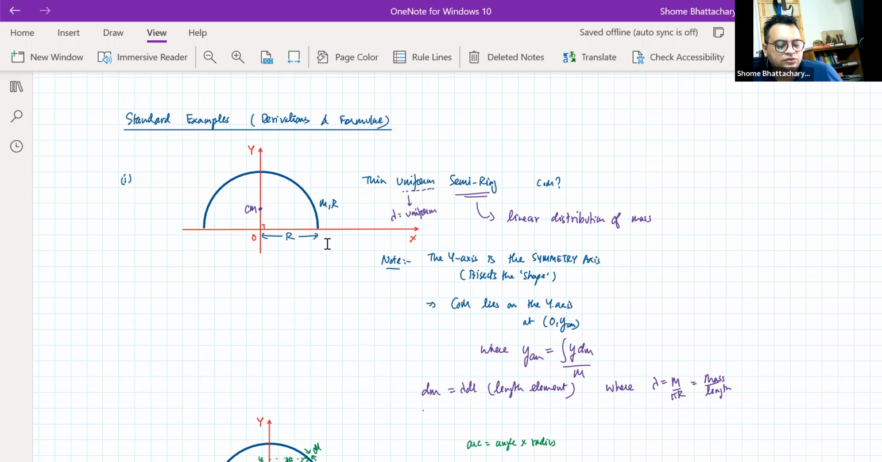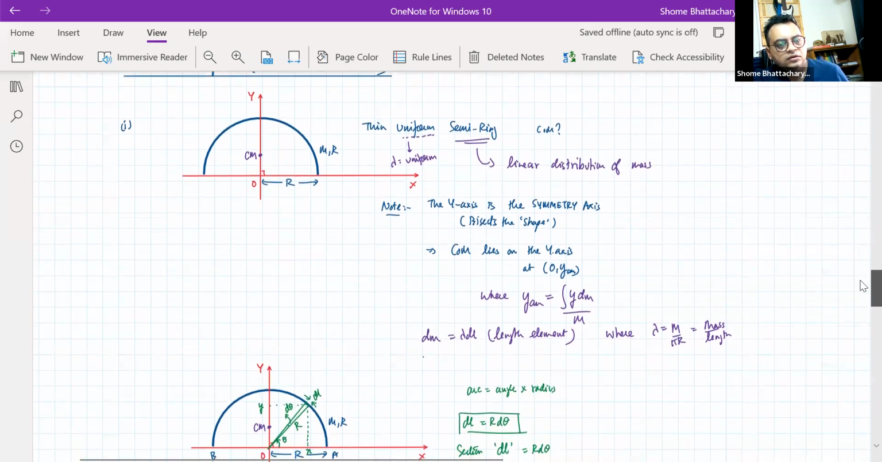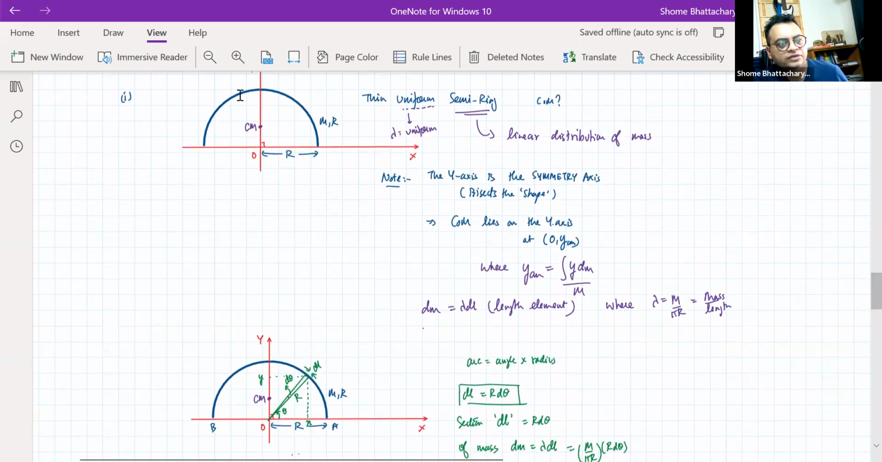So now for this, we use a particular trick. When we slice the semicircular arc into differential length elements, dl, you can see any particular length element dl is located at an angular position theta, and that length element dl itself will be subtending a small angle d theta. So our dl will become r d theta.